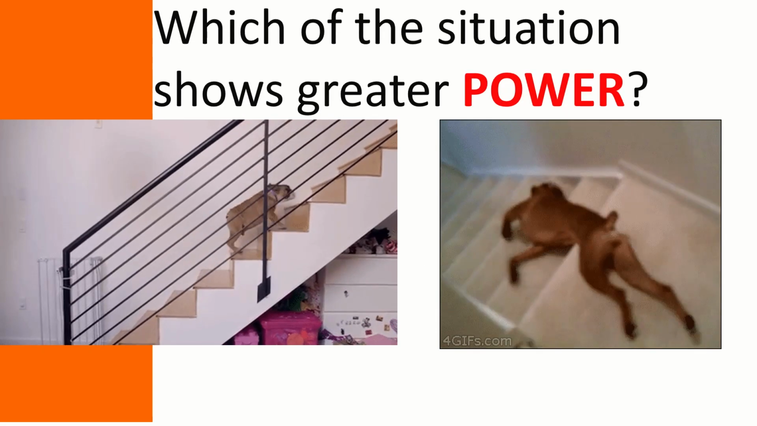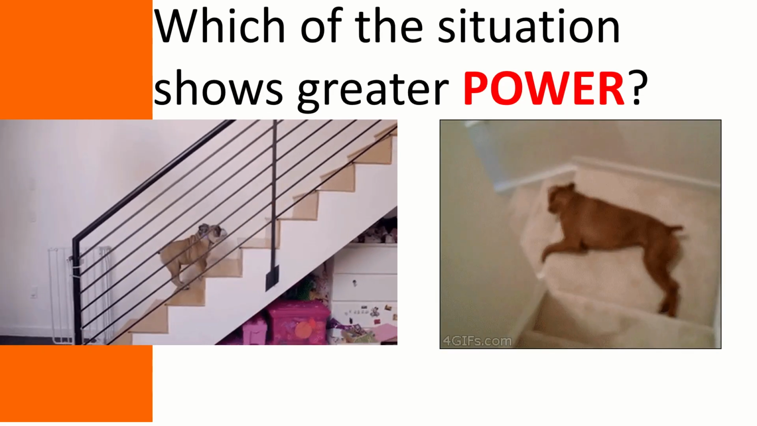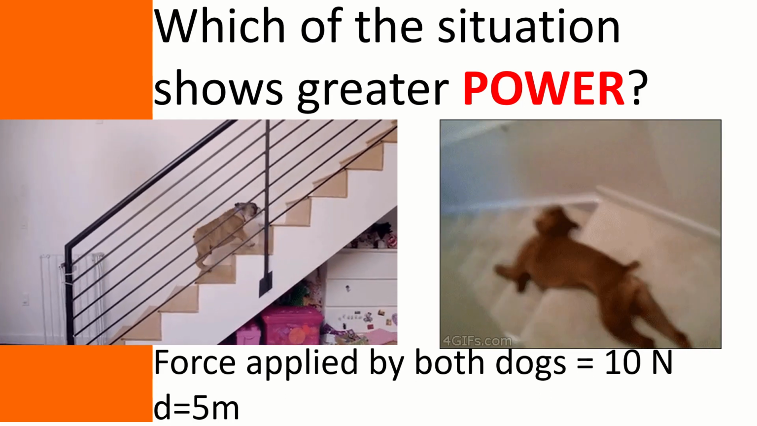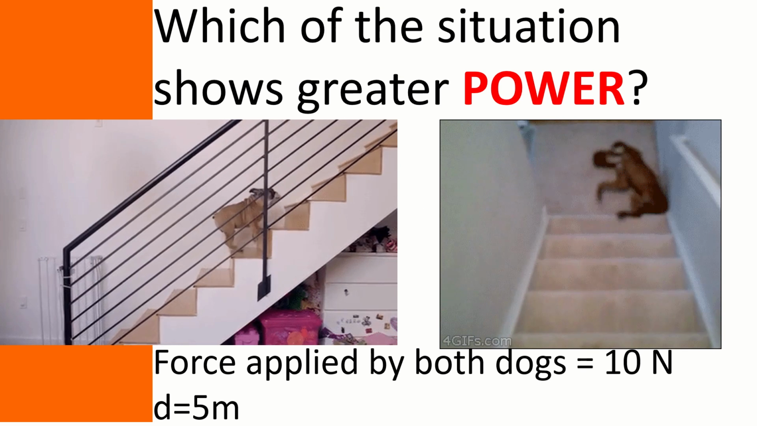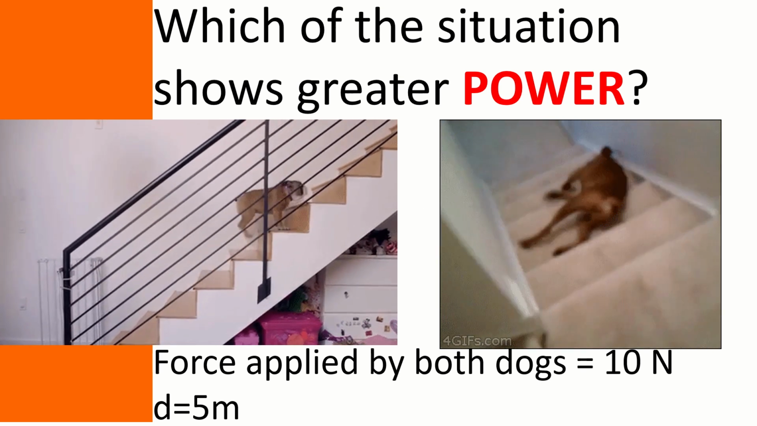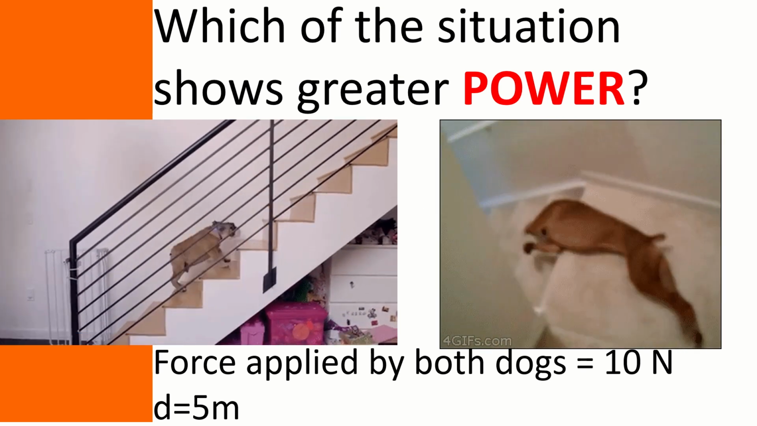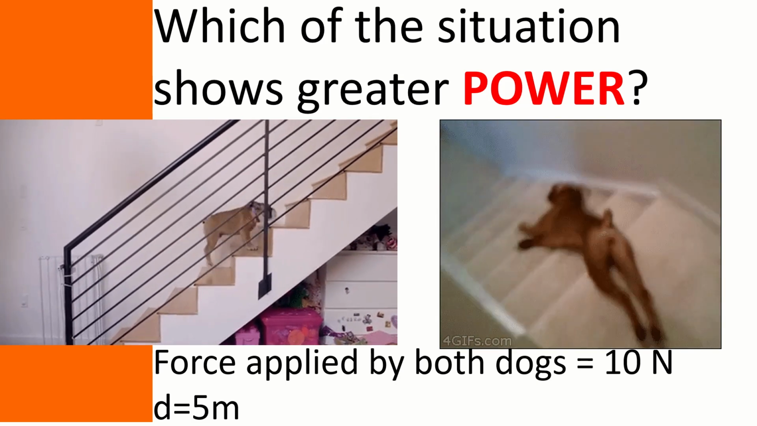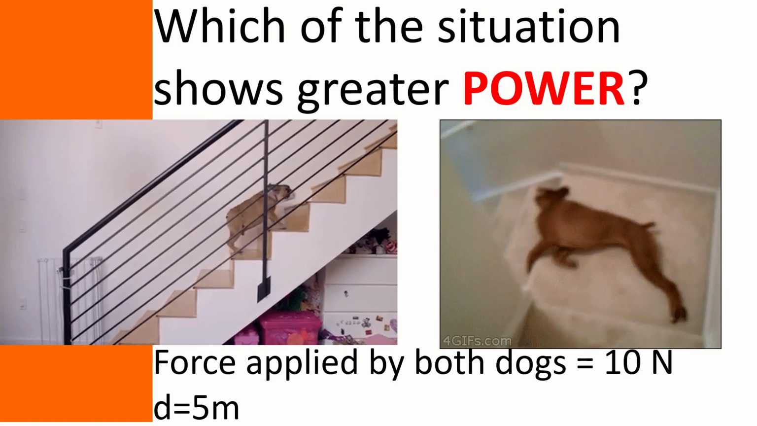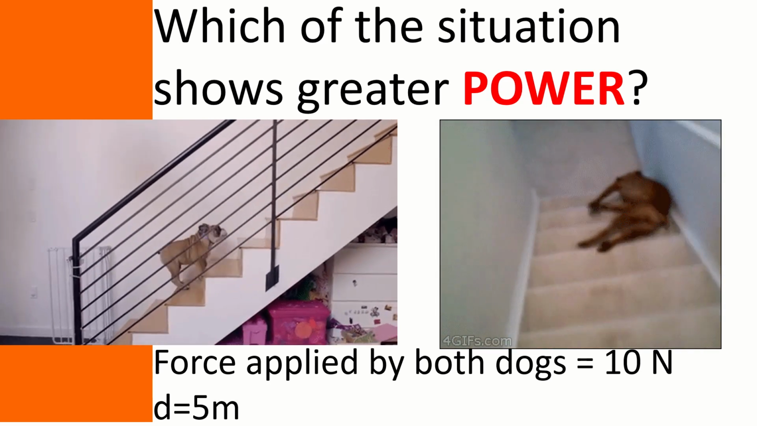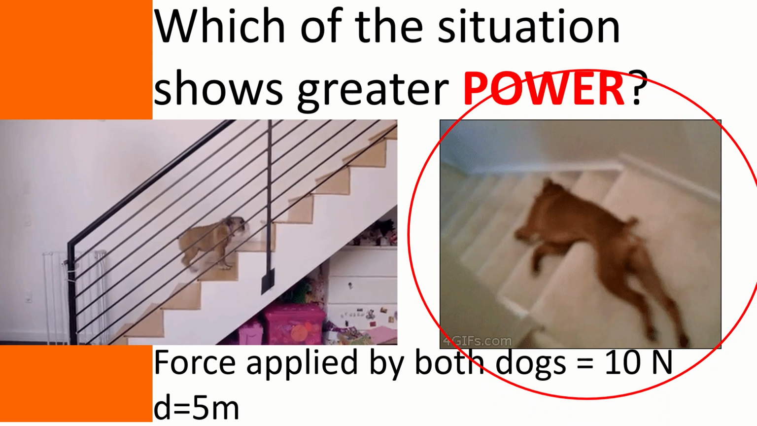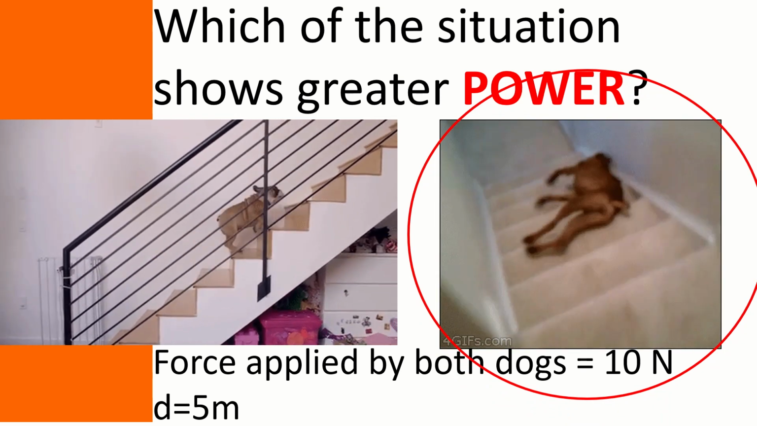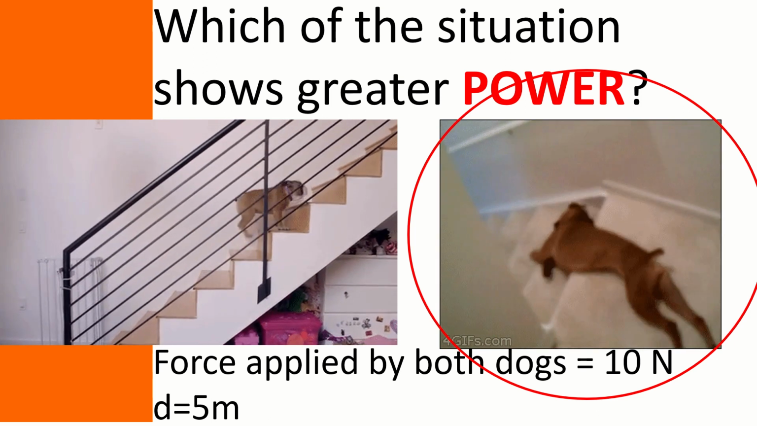If I ask you which of the situations shows greater power, we now look at the time involved. Even if they have the same force, and they reach the same distance, which is 5 meters, we're going to look at who is faster, because that means that one is more powerful. The shorter the time involved in doing a certain task, the more powerful you are. That is the concept of power in physics. If we're going to choose between the two dogs, obviously the second dog is faster in reaching the specific distance of 5 meters compared with the left dog who's just skipping.